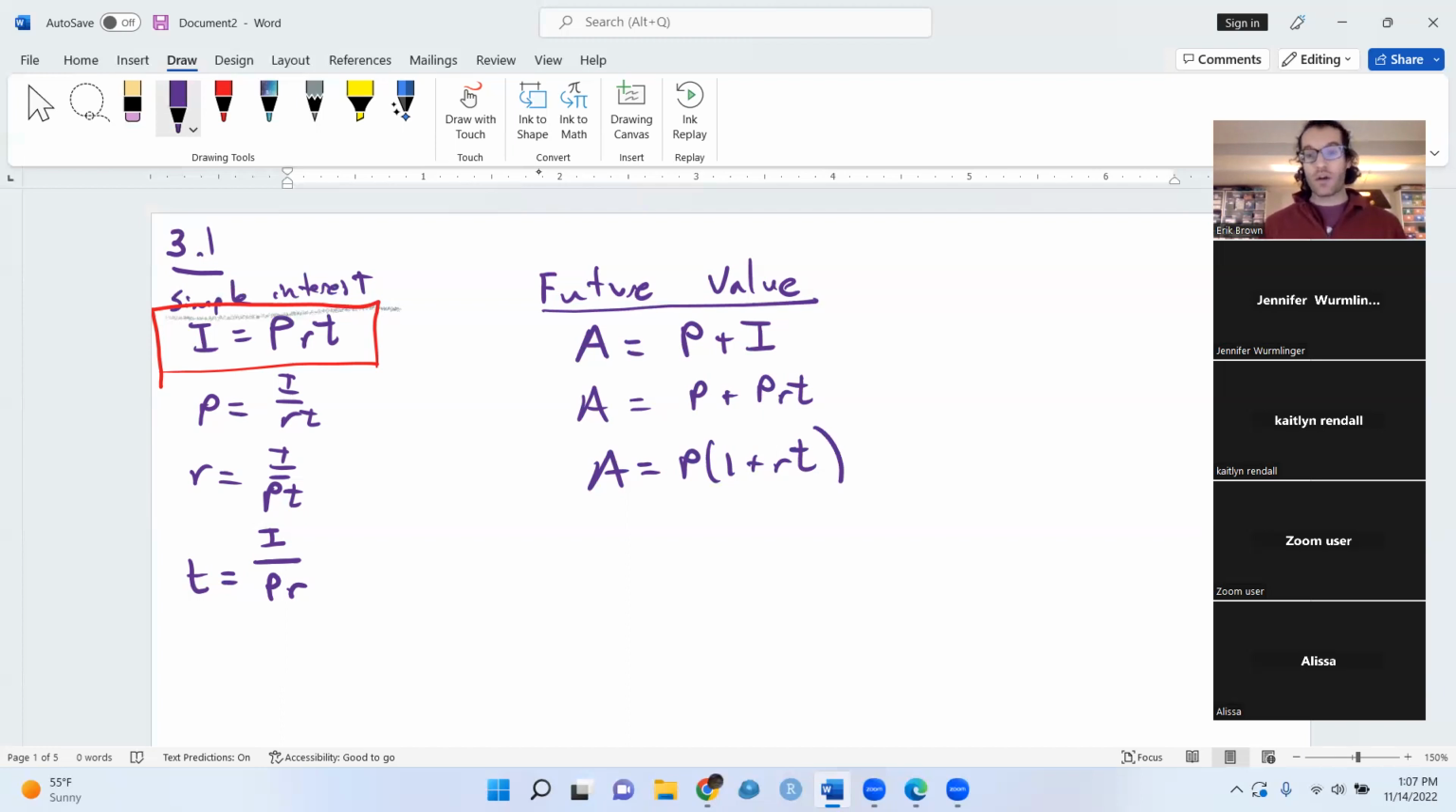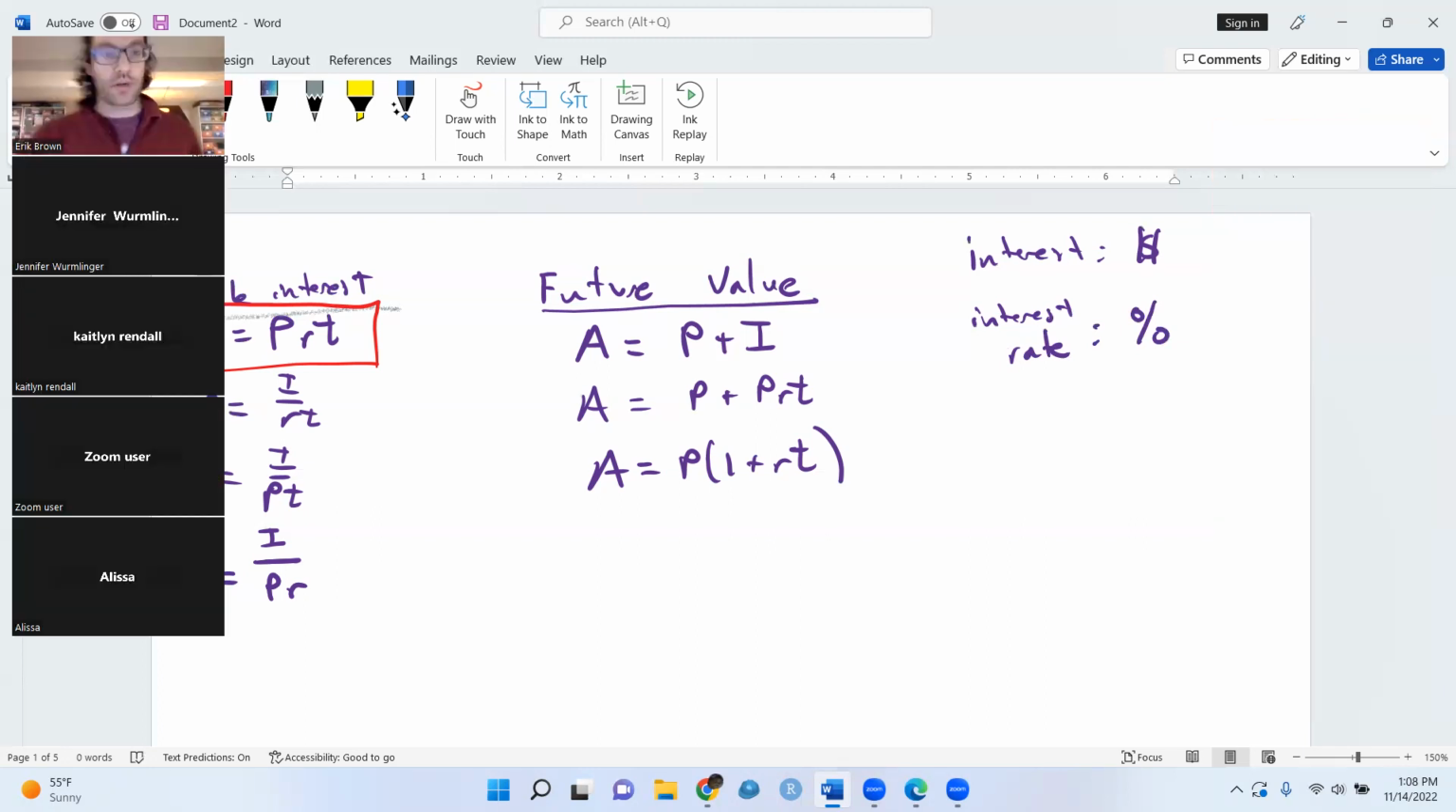A couple things to note. You should know the difference between interest, which the units on that is amount of dollars, and interest rate, which the units on that, it's a decimal version of a percent. And that percent is almost always annual, meaning we give you a percent per year. Remember, when we dealt with credit cards, that percentage rate was often monthly.